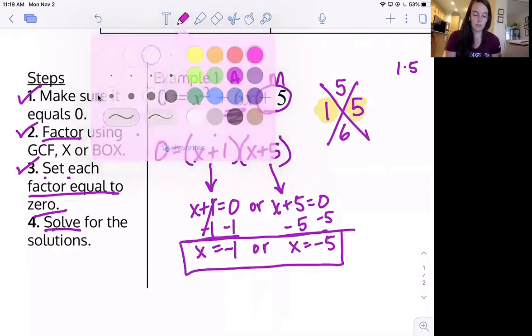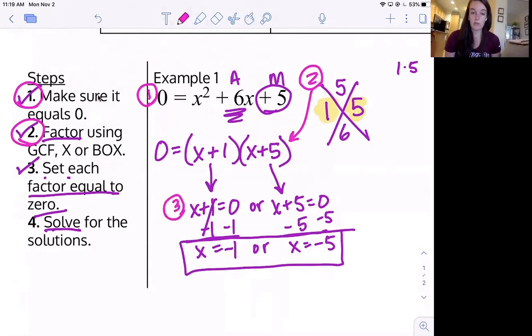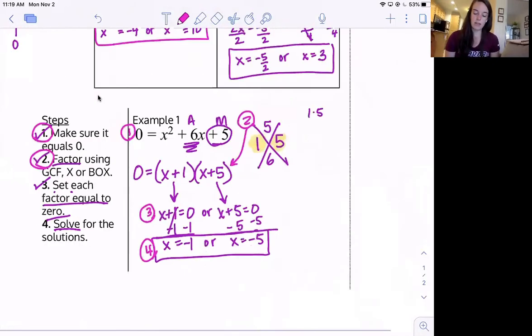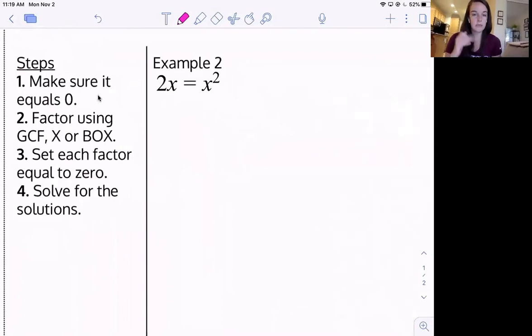If I look at these steps, I'm going to make sure that it's equal to 0. That was step 1. Step 2 was to do the factoring and put it into this format. Step 3 was to set each factor equal to 0. And then step 4 was to actually solve them. Those are going to be the same 4 steps this whole time. All right, let's look at example 2. We have our steps written here again, just in case you missed them.